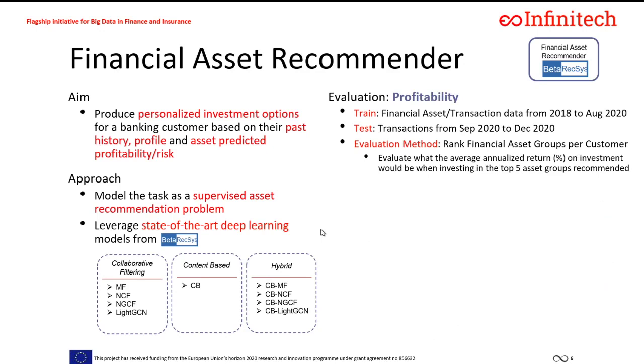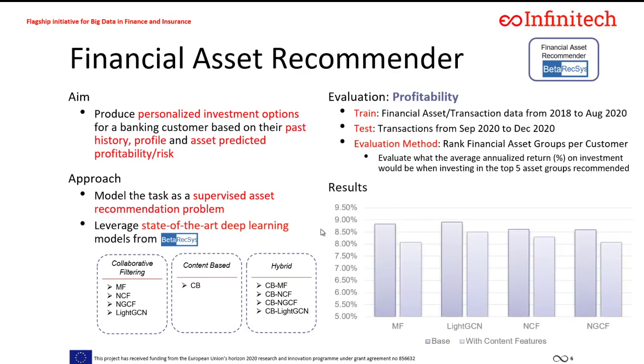The second way you can evaluate these types of approaches is based on profitability. So effectively, we have the same setup here, except instead of looking at to what degree we are recommending items that are similar to what the customer would actually invest in, we're instead looking at the profitability of the assets themselves, where we're evaluating average annualized return on investment. So this is effectively a percentage. So how much profit am I going to get if I invest in these assets that you're recommending to me? And so again, this is the same graph with the same models.